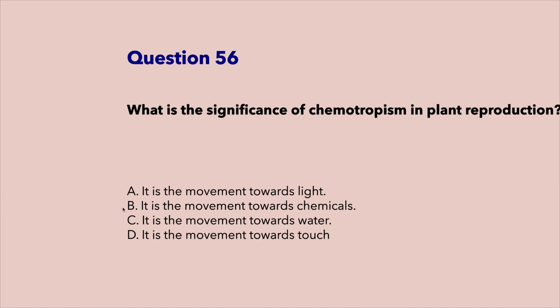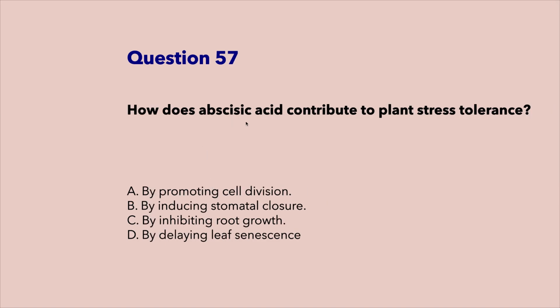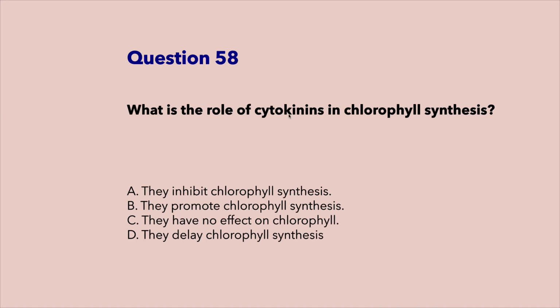Okay, it is the movement towards chemicals. How does abscisic acid contribute to plant stress tolerance? By inducing stomatal closure. What is the role of cytokinins in chlorophyll synthesis? To promote chlorophyll synthesis.